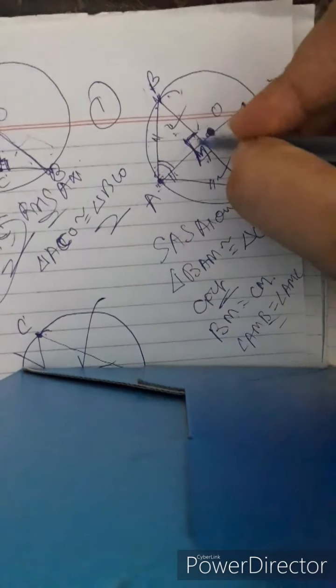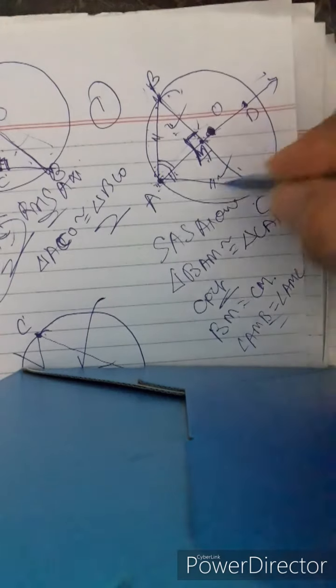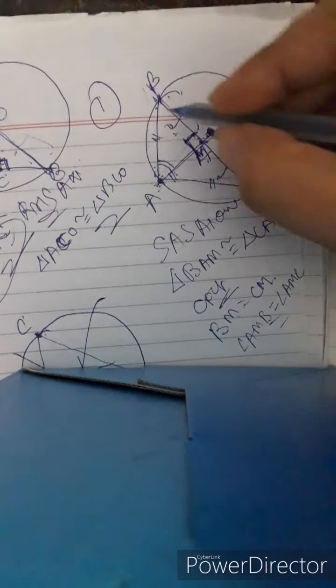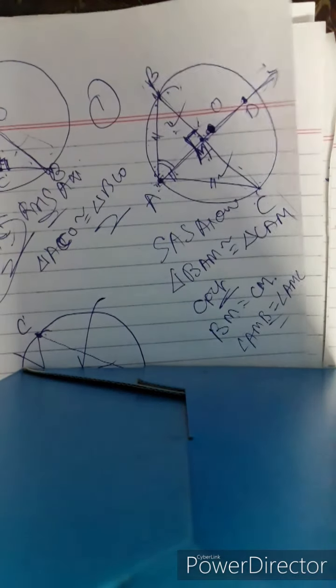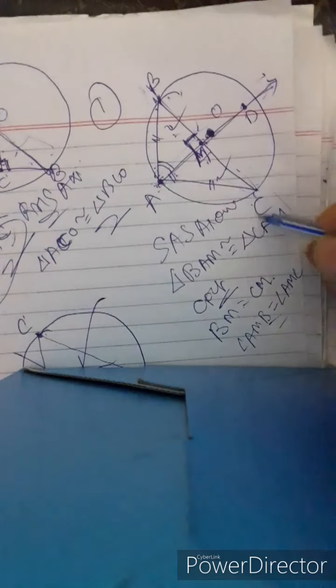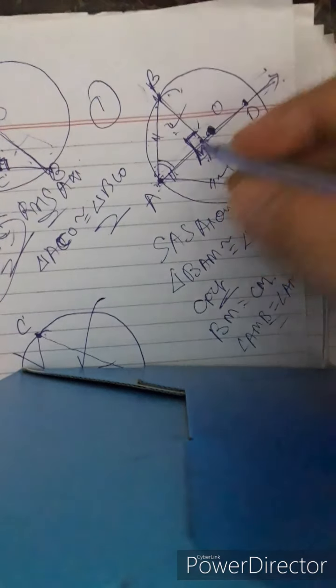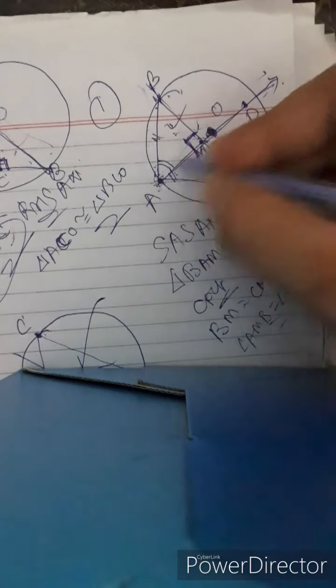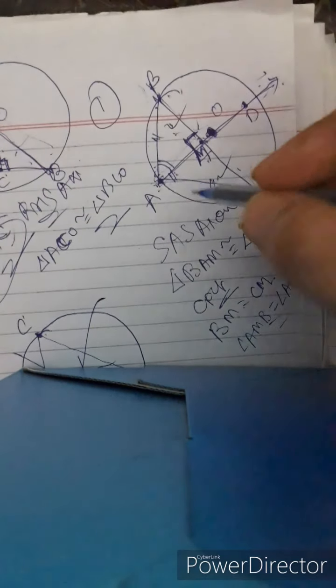BM equals MC. Therefore, AD becomes the perpendicular bisector of BC. From CPCT, we conclude that AD is the perpendicular bisector of BC. And we know, let BC be a chord of the circle, and the perpendicular bisector of the chord passes through the center of the circle. Hence, it is proved that AD passes through the center, which is point O of the circle. Hence, it is proved. I hope you got the problem.